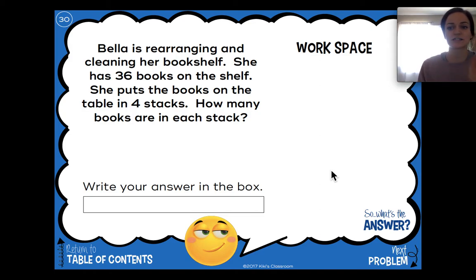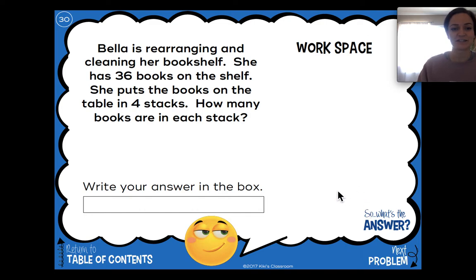So she's got 36 books in all, and she's putting them into groups of 4. Go ahead, or 4 groups, sorry. How many books are in each group? Go ahead and pause the video and try to find the answer. Go.